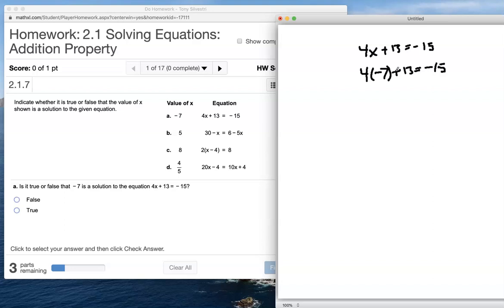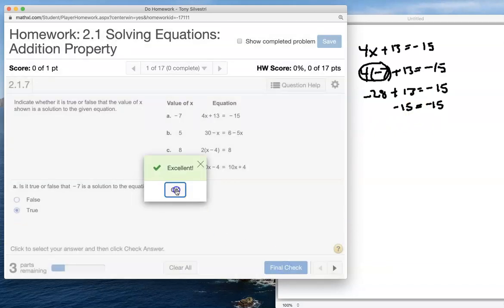Now, what do you do now? Multiplication, order of operations. Multiplication has to be done first before you do addition. So let's do this part over here. This is going to be -28 plus 13 equals -15. There's no operation on the right side, so that's good. The -15 will always be on the right. But if I perform -28 plus 13, that is -15. And I generate an equation that's balanced, has the same values on both sides of the equal sign, I'd say that's true.